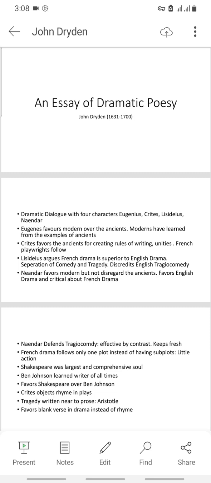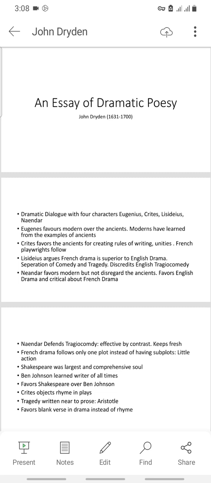Now, these four characters will be describing their own ideas, and when we study their ideas, we can conclude what kind of critical thinking John Dryden has. His first character, Eugenius, favors the modern writers. The modern writers means the writers of that time. There was a comparison between the ancient writers and the modern writers. Ancient writers means Aristotle, Plato, Socrates, Longinus. These were the famous ancient writers, genius writers, you can say.